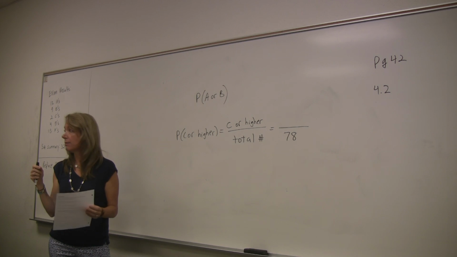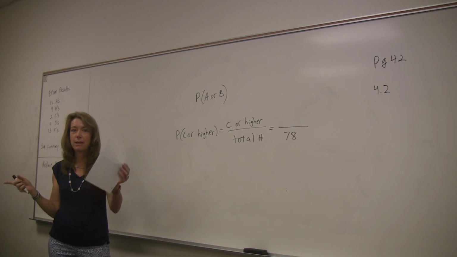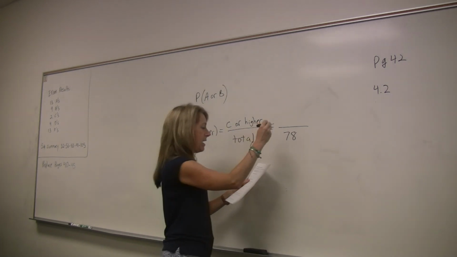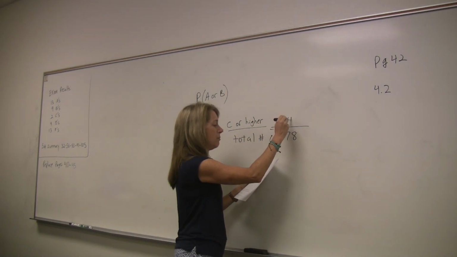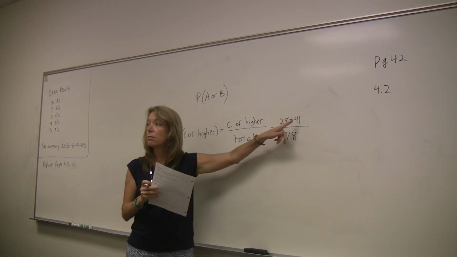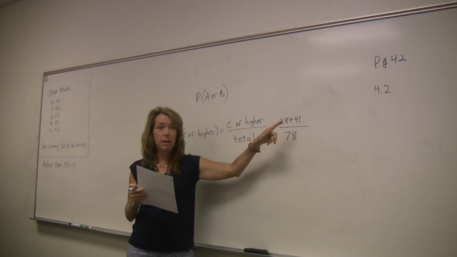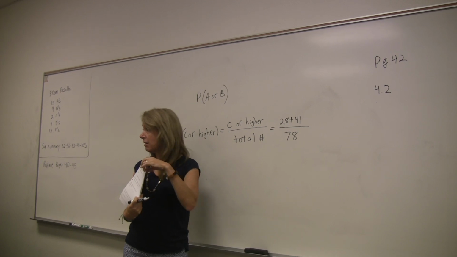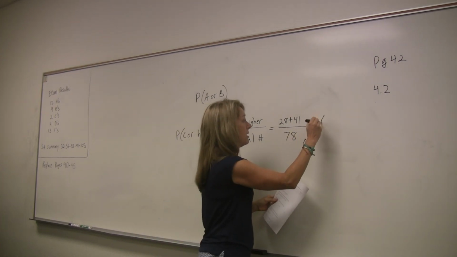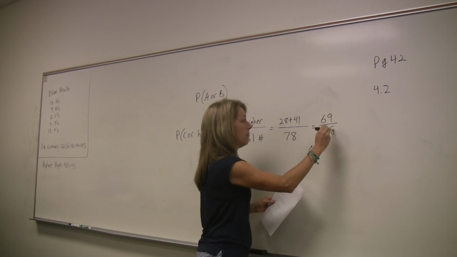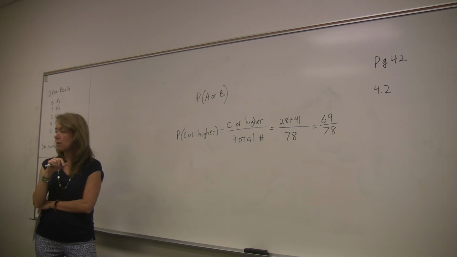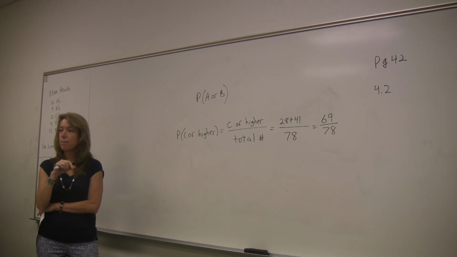I'm hearing 69. How are you guys getting those numbers? Both these ladies said 69. You're adding all the C or higher together. There were 28 females plus 41 males. Oh, sorry, 28 males plus 41 females. Those are the people in the first row that got C or higher, which is 69 out of 78. I'm going to leave it as a fraction for now. Just want to make sure we know how to set it up.